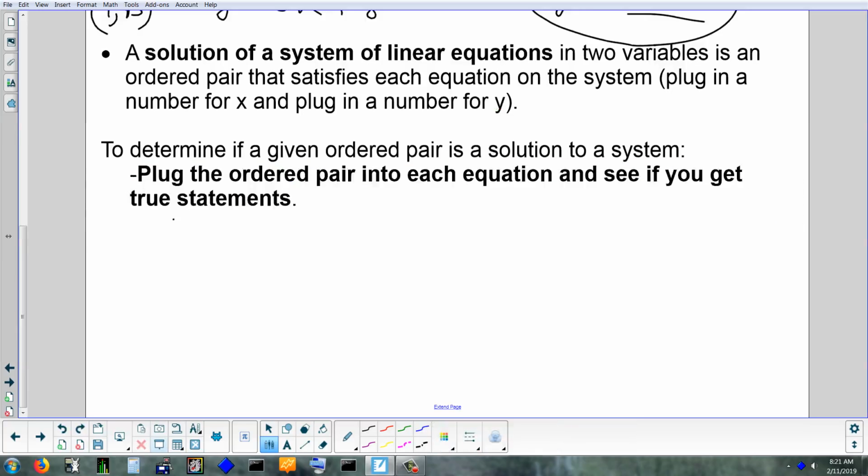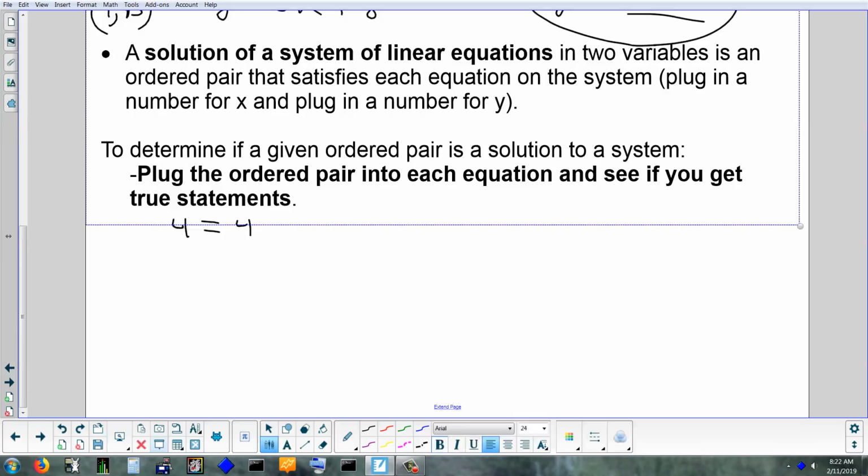Okay, an example of a true statement would be like 4 equals, what number would have to be on the other side if this statement was true? 4 equals what number? 4, yeah. That's a true statement. On both sides. Okay? If you get something like 4 equals 5, then that means the ordered pair that you have is not the solution. Okay, so we plug it in, see if we get a true statement. But notice it says right here, plug the ordered pair into each. You have 2. You have to plug it into each one. It's got to work for both. And if it works for one, well, that's good, but it's got to work for the other one too.